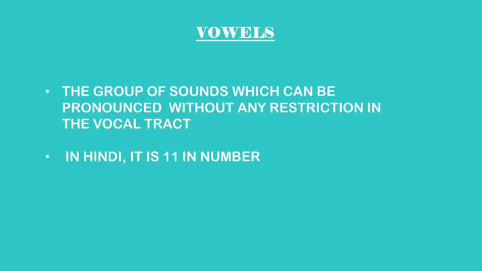Now we will see what vowels are all about. When we pronounce a word, there could be some restriction in our vocal tract. But there are a group of sounds which can be pronounced without any restriction in our vocal tract. They are called vowels. As I said earlier, Hindi has 11 vowels.